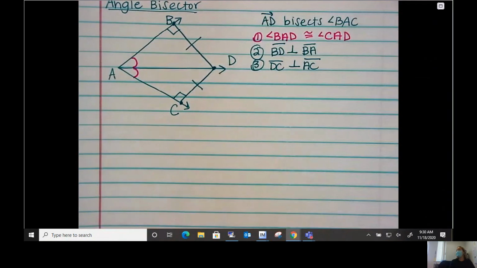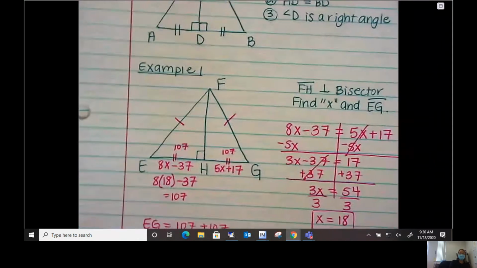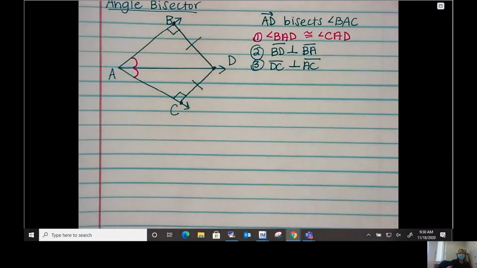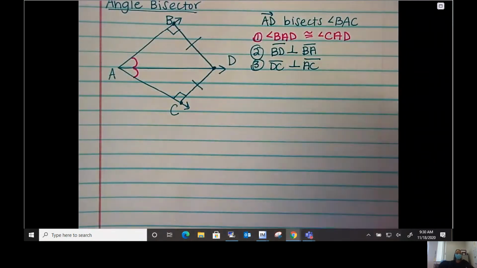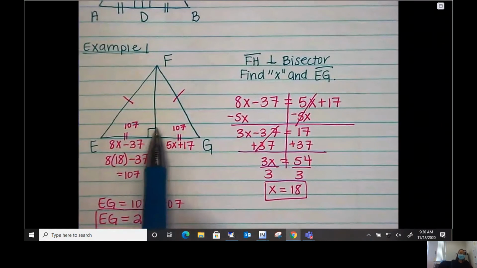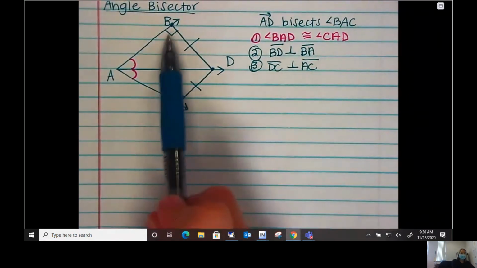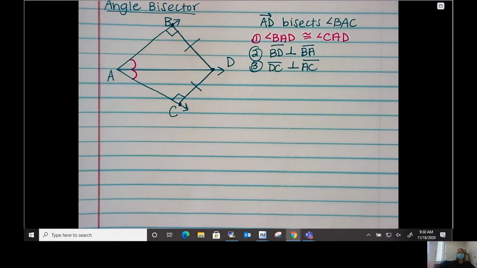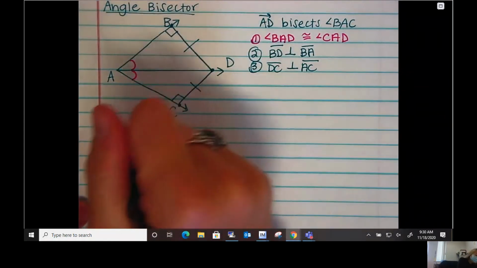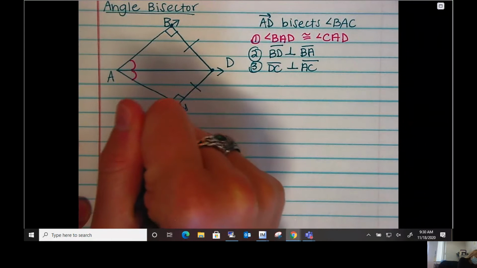Okay, so we're going to do what? So it's essentially the same thing as this one. It creates two triangles that are exactly the same, except this time the only thing that's different is instead of my triangles having 90 degrees right next to each other, they're 90 degrees across from each other. Okay, so we're going to do one example and then we'll be done with this.